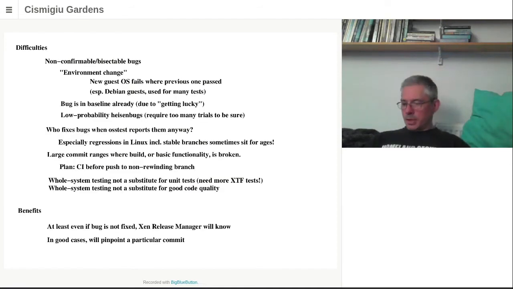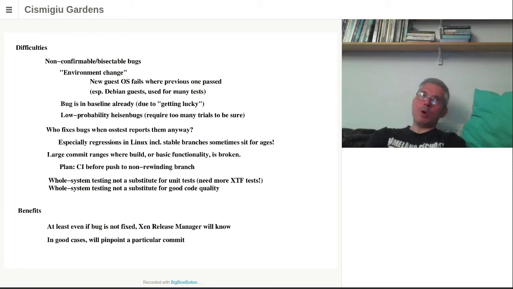So there are some difficulties with this proposal. The obvious one is bugs that can't be confirmed or somehow aren't bisectable. Mostly these fall into three categories. There are situations where something not under the test system's direct control changed. The most obvious one of those is, unfortunately, we need to occasionally update to new guest operating systems. In many cases, we have tests that test unmodified guest operating systems. And when we update those, sometimes they turn out to have bugs.